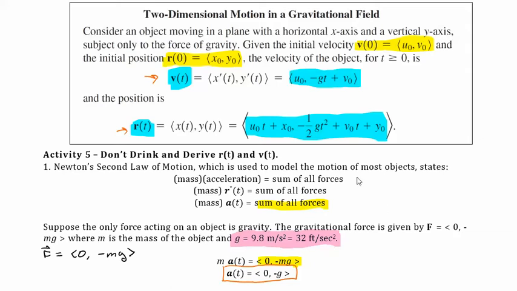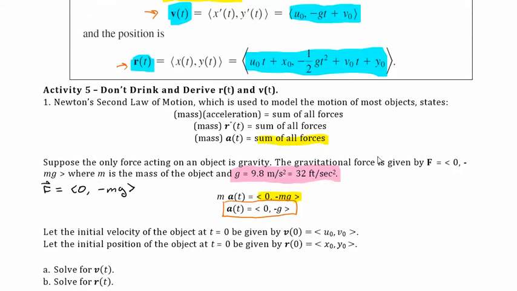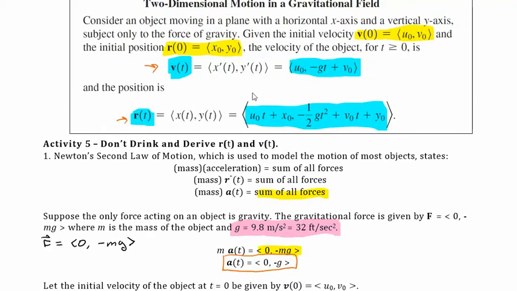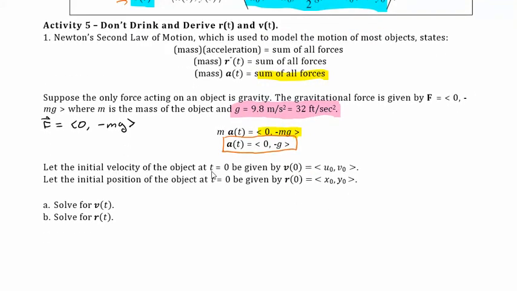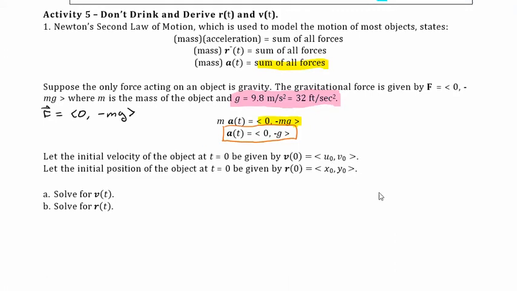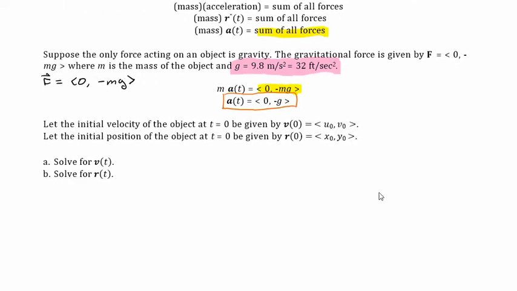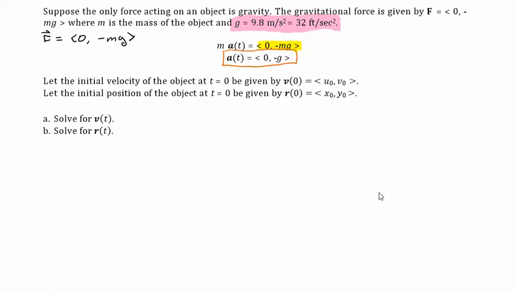All right, so let's remind ourselves notationally, and this is up here in yellow, but I rewrote it down here, that the initial velocity of the object at t equals 0 is given by the vector u sub 0, v sub 0, and the initial position of the object is given by r sub 0 equals x sub 0, y sub 0. So now we're going to find the velocity vector and the position vector by working backwards, right? You know what we're going to do?